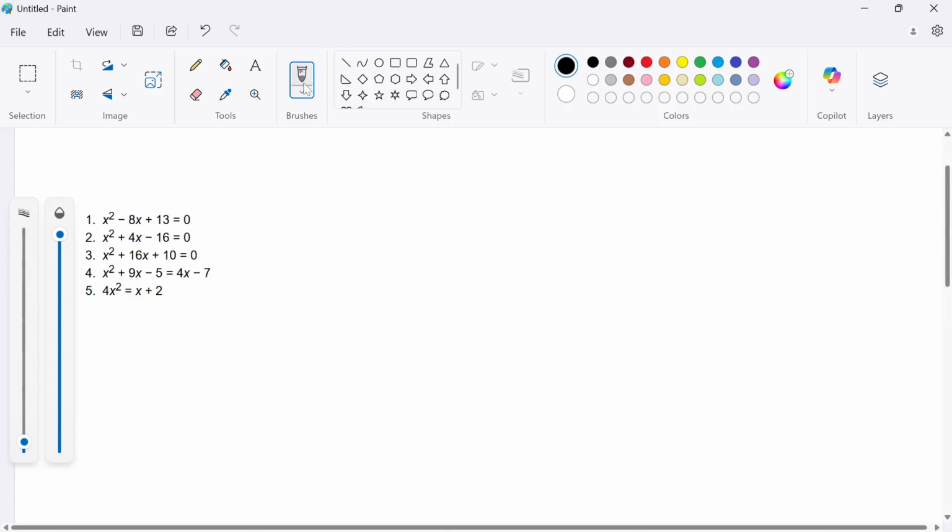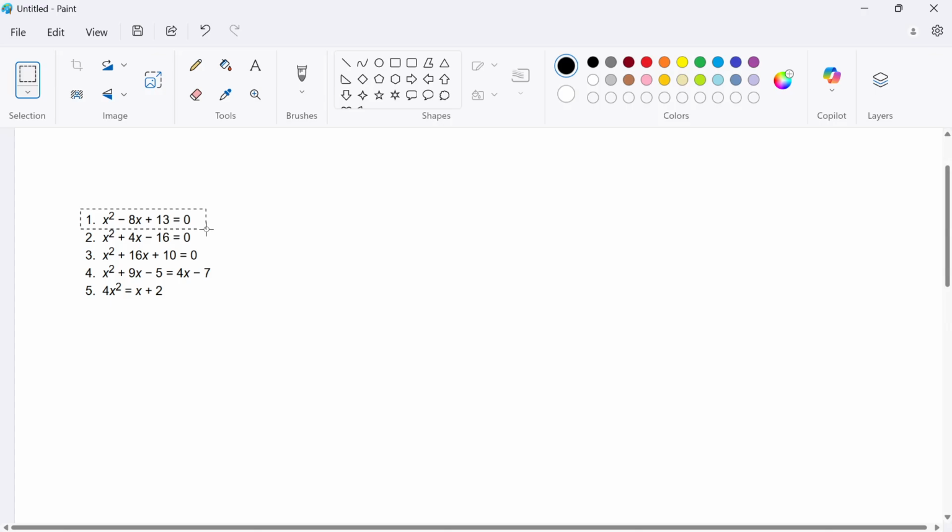I'm trying to get this thing spaced out correctly. Okay, here's the first one. X squared, wait a minute. I want to do it without harming the, oh boy.